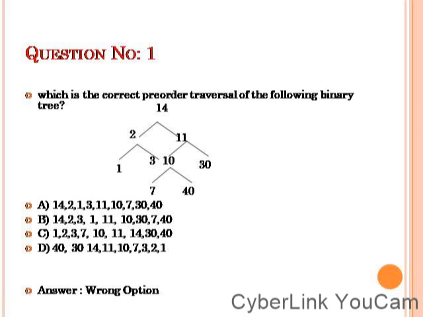Next, the options are given. Option A: 14, 2, 1, 3, 11, 10, 7, 30, 40. Option B: 14, 2, 3, 1, 11, 10, 30, 7, 40. Option C: 1, 2, 3, 7, 10, 11, 14, 30, 40. Option D: 40, 30, 48, 11, 10, 7, 3, 2, 1.